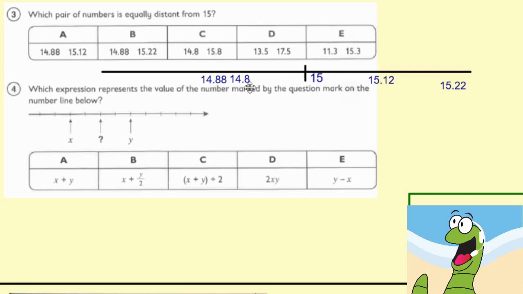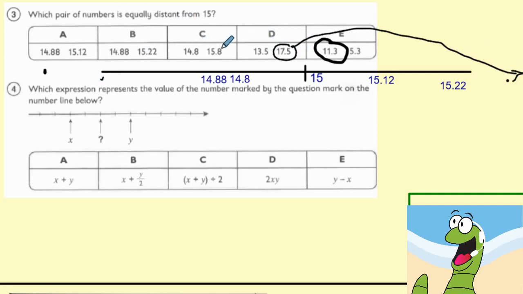If we look at 11.3, well, that's going to be all the way over here. And yes, you've got 15.3, and that's going to be over here too. And so locally, you've got 13.75. So yeah, that's going to be about here. That's going to be about there. And this one, 17.5, well, that's going to be all the way over there.